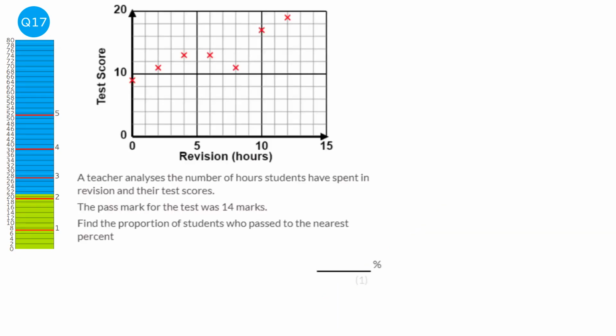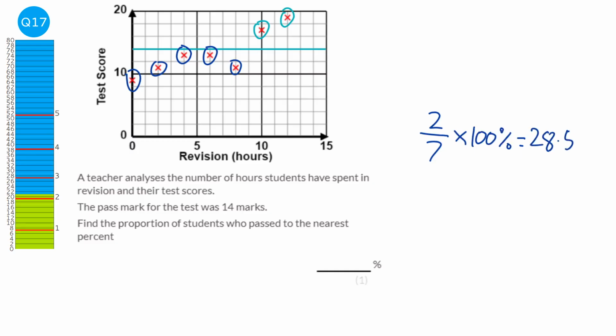So the pass mark for the test is here, and we can see that there are 2 students who passed the test. So it's 2 students out of 2, 3, 4, 5, 6, 7 in total, and we want this as a percentage, so we're going to times it by 100%. So we do 2 over 7 times 100, and that gives us 28.571 and so on, and it wants it to the nearest percent, so that will be 29%.